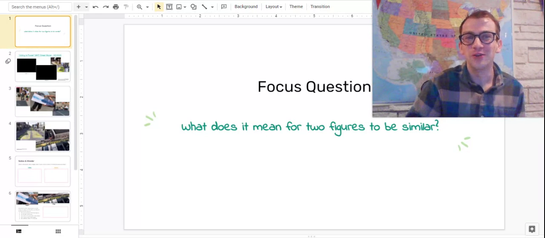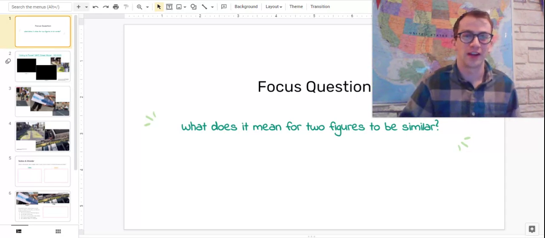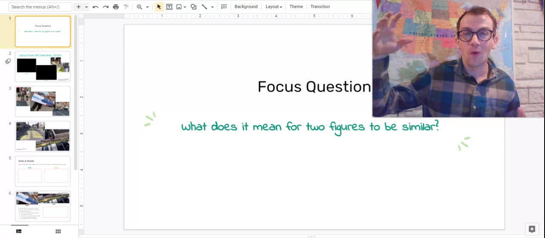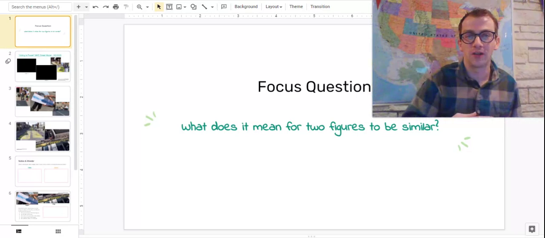We are diving into our new unit in math, and this unit is going to be focused all on similarity and using what's called a scale factor to take an image, stretch it out, make it bigger, or shrink it down and make it smaller.